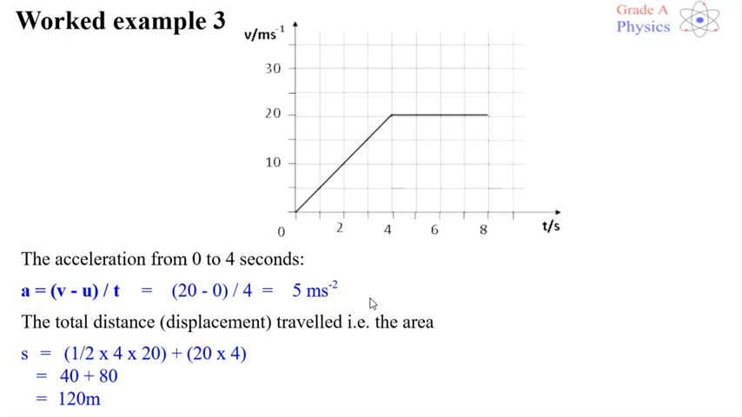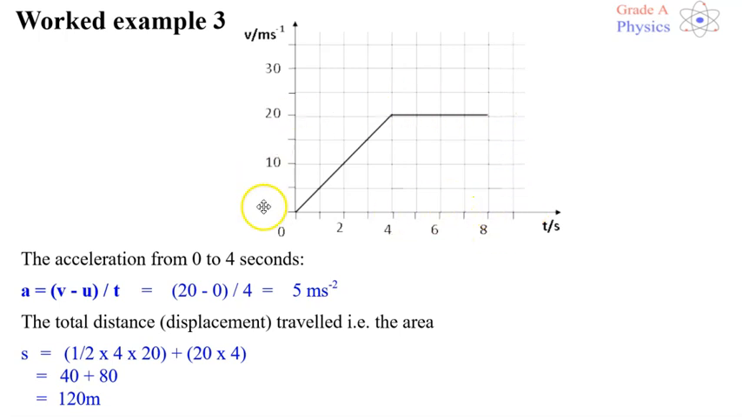So once again, 5 meters per second every second would be the change in my velocity. To work out the total displacement, or distance, but displacement is better, is how far we've travelled, I need to find the area underneath this line. So I could work out the area of the triangle. That would give me the distance travelled in the first 4 seconds. And then I could work out the area of the rectangle, the distance travelled in the next 4 seconds.